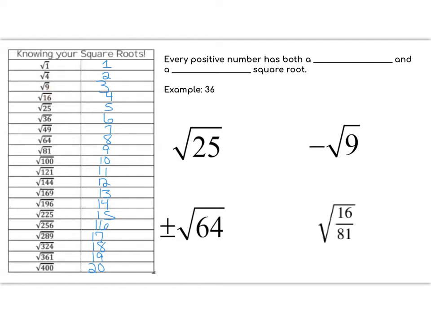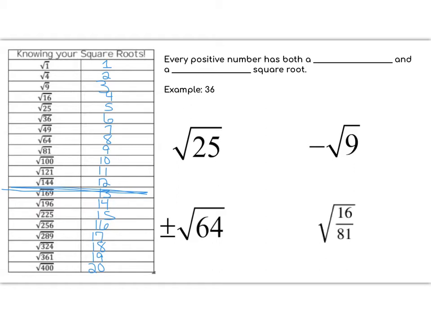You need to be pretty familiar with all the perfect squares through 12. Okay, you need to know that 12 times 12 is 144. You need to know that the square root of 144 is 12. And some of you are already going to be familiar with these numbers, but those are the ones that you sort of need to know without having to think about.